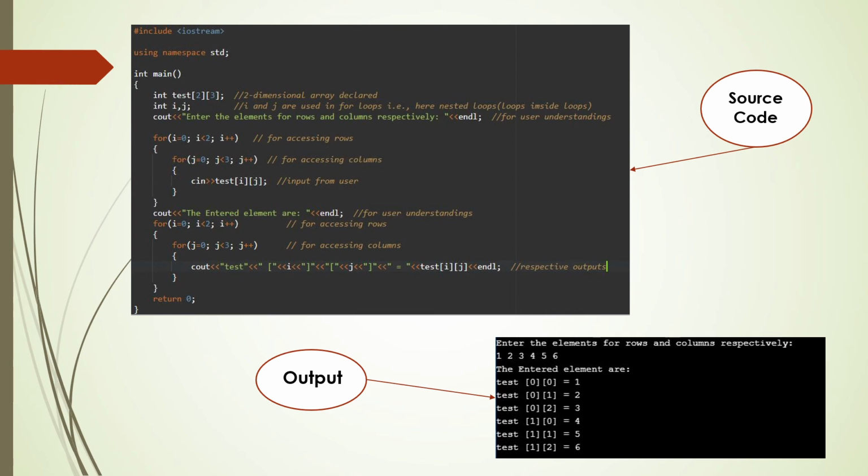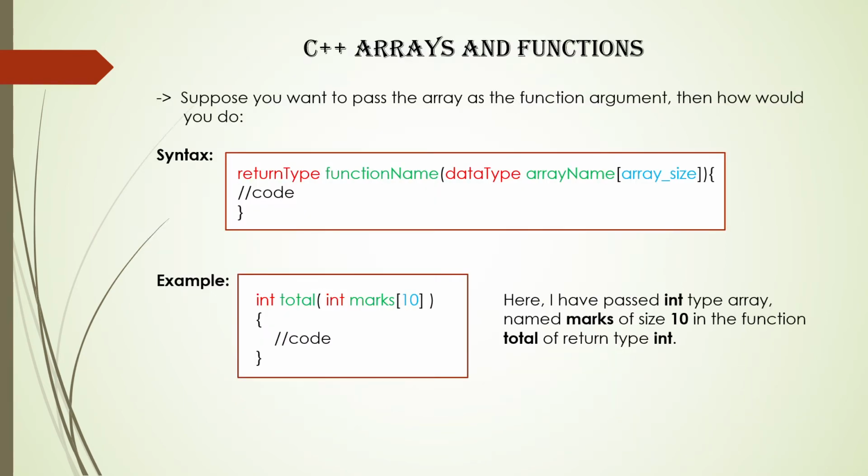Now we will see C++ arrays and functions, that is, how you pass arrays as function arguments. See the syntax: the return type of the function, then the function name, then in brackets the data type of the array, array name and the size of the array. Then start the body of the function. One example is here. I have declared a function named total of int return type and passed the array named marks of size 10 of int data type as the argument. So it is very simple.